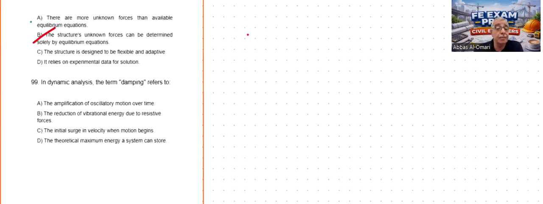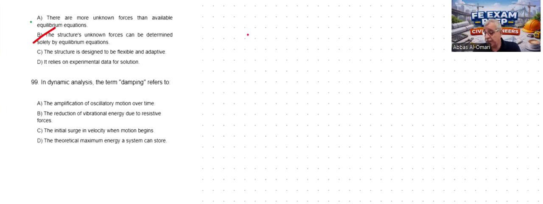In dynamic analysis, the term damping refers to... Again, if you are not sure, you can eliminate options. From the language, damping is reduction. It is not amplification. So A is not correct, regardless of whatever is in A. Amplification of oscillatory motion: damping is not amplification. B, the reduction of vibrational energy due to resistive forces, looks correct. Damping is reduction. Let's also look at the other options.